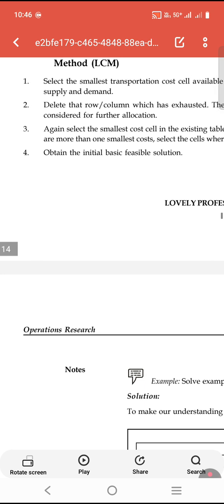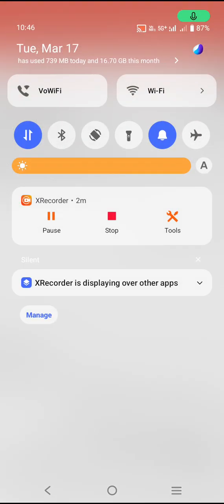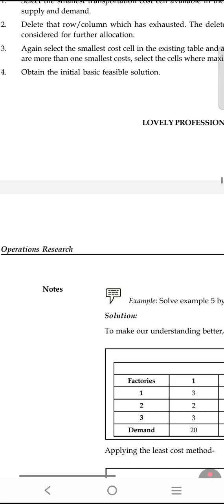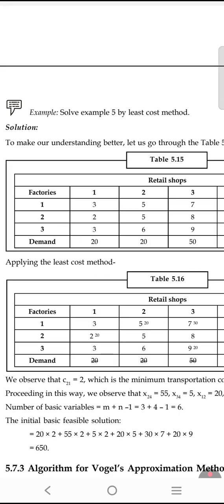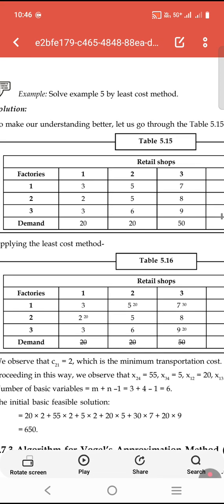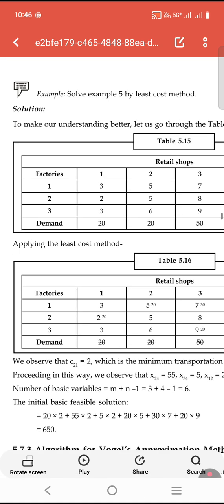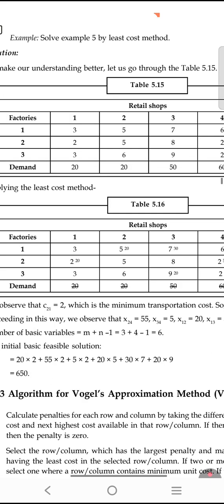This is the algorithm for the row and column minima method, or least cost method, of finding the initial basic feasible solution of the transportation problem. We have seen a numerical example of the least cost method. Let us go through the numerical example to make our understanding better.